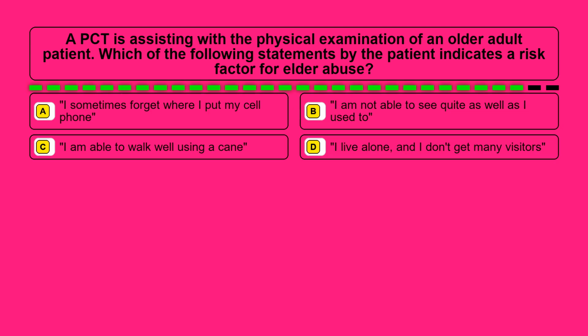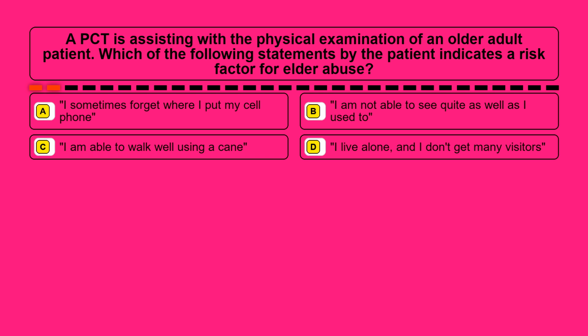Question 63. A PCT is assisting with the physical examination of an older adult patient. Which of the following statements by the patient indicates a risk factor for elder abuse? Option A. I sometimes forget where I put my cell phone. Option B. I am not able to see quite as well as I used to. Option C. I am able to walk while using a cane. Option D. I live alone, and I don't get many visitors.